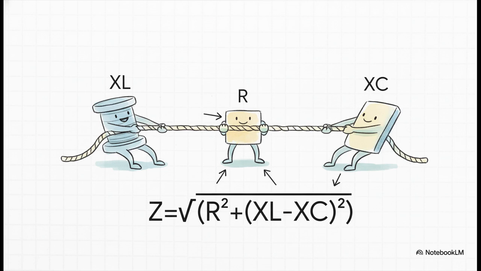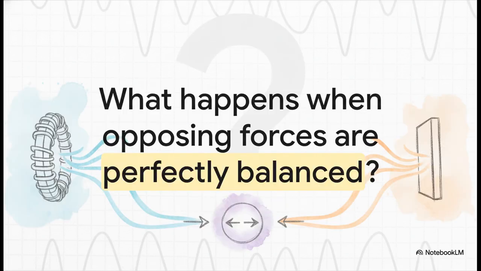And as you can see from the formula, the inductor and the capacitor are in a constant tug of war. Their reactances are literally subtracting from each other. This leads to a really interesting question, right? What happens at that one single special frequency where the inductor's push is perfectly canceled out by the capacitor's pull, when their reactances are exactly equal?